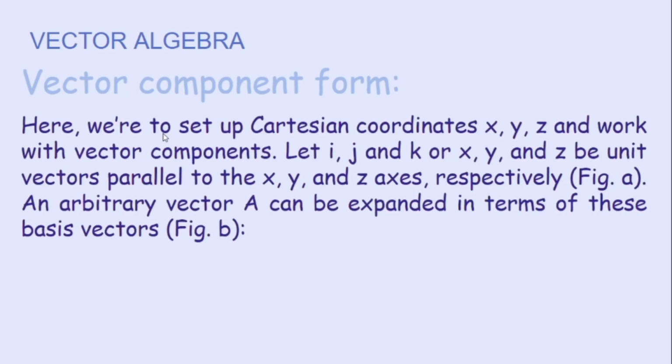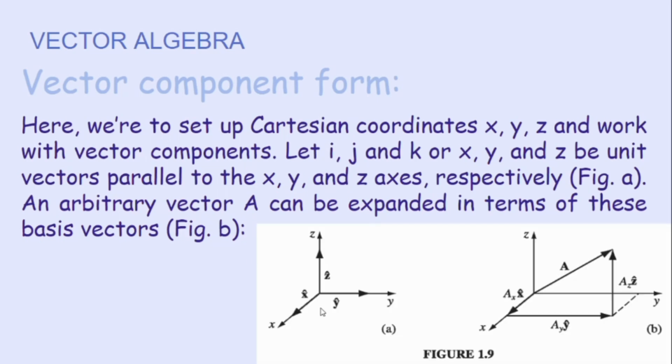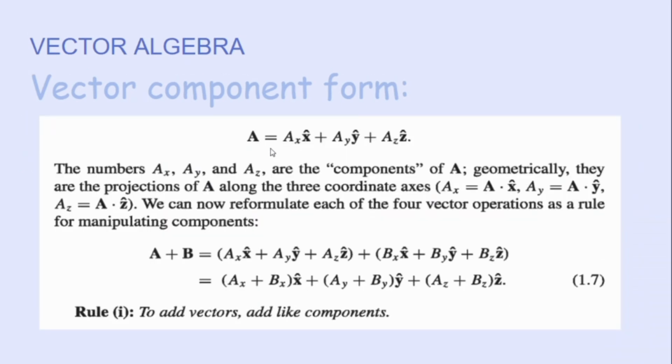Next we have the subtopic component form of vector. For this we will set up Cartesian coordinates x, y, z, and there will be unit vectors i, j, k or x, y, z like shown in the figure, and we will have an arbitrary vector A in this form, and it will have three components ax, ay and az. It will be written as A equals ax x cap plus ay y cap plus az z cap. These are the components of the vector.